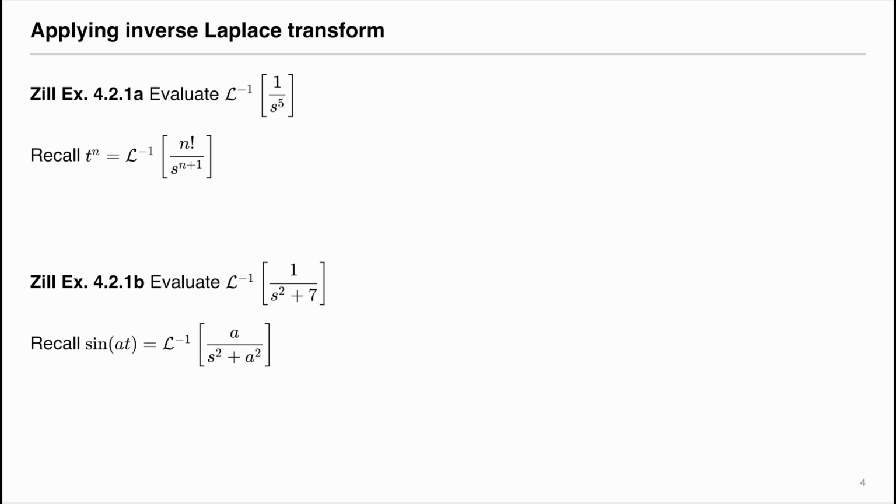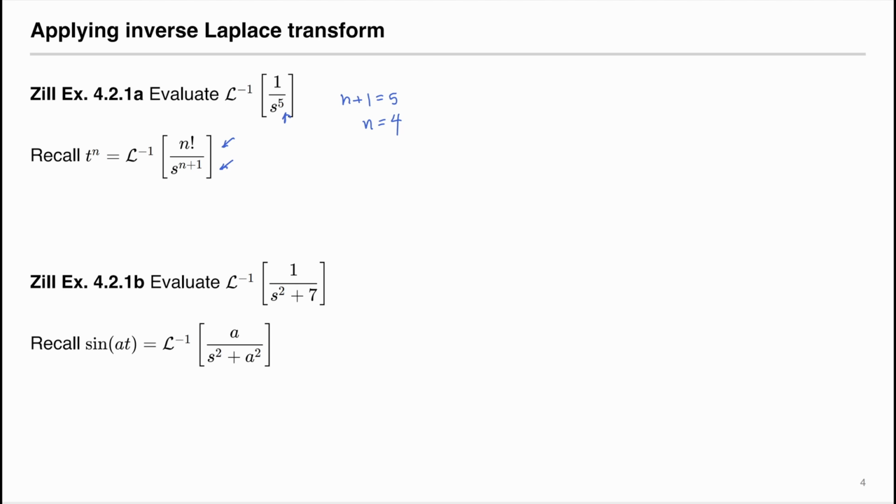Now let us practice using the inverse Laplace transform with the table. First, let's evaluate the inverse Laplace transform of 1 over s to the 5. First of all, we can notice that in the denominator we have s to the n plus 1. So we can match the terms: n plus 1 equals 5, so n equals 4. At the top we need n factorial, but we only have 1. So now we need to use the trick of multiplying by 1.